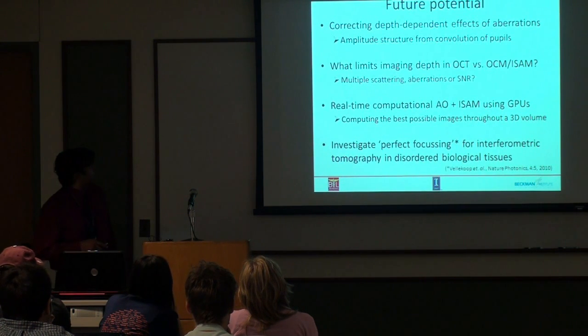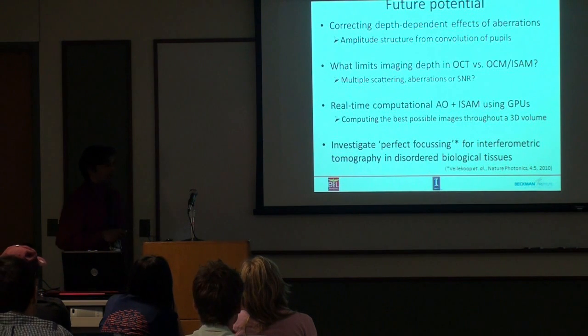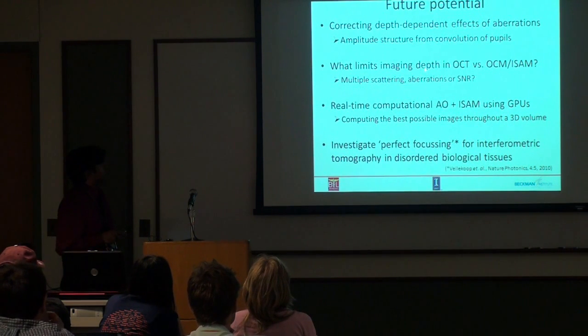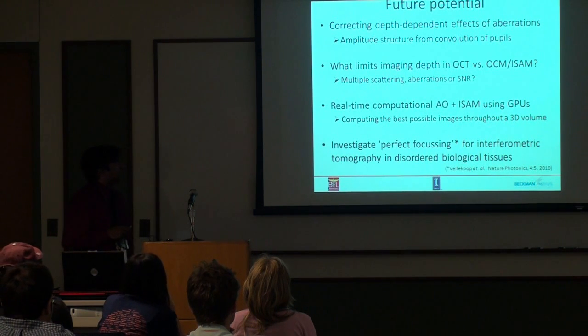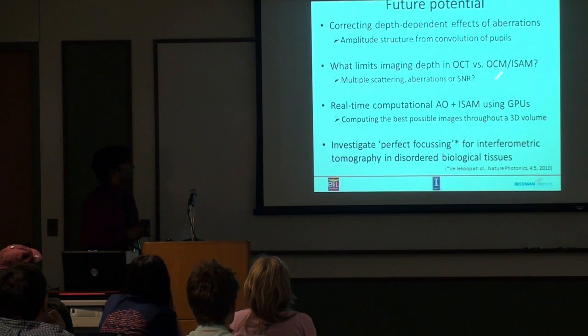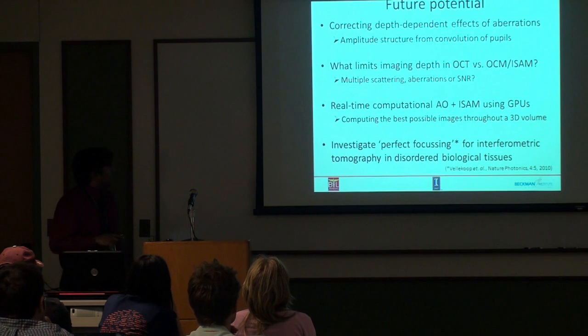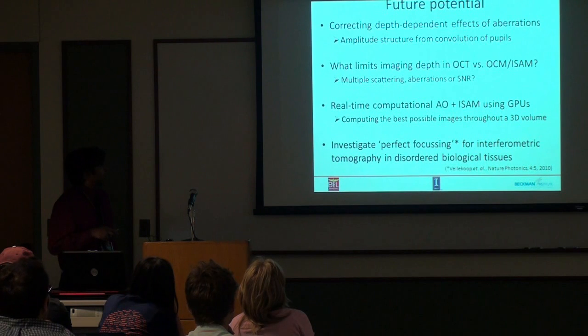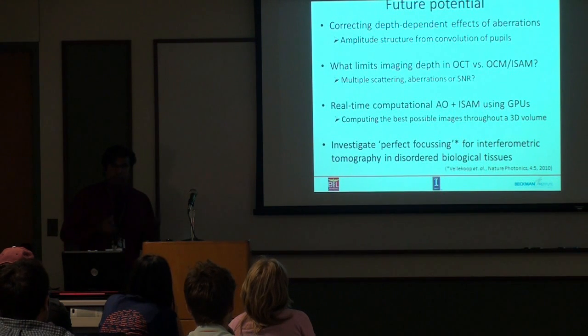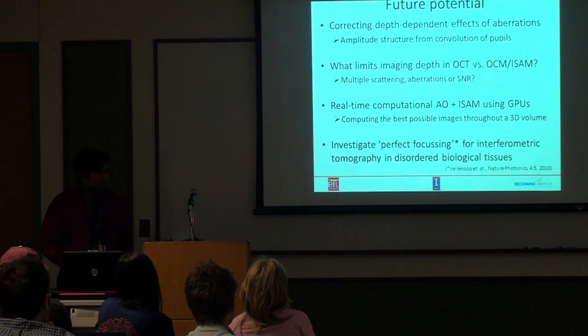So in future, it will be interesting to look at the depth-dependent effects of aberrations. And certainly, this ties also into the question of what is limiting the imaging depth in scattering tissue. Is it multiple scattering, aberrations, or SNR? I guess ultimately, SNR will be limiting. But there may be some intermediate region where aberration correction may help. And we're also certainly very interested in being able to provide optimal resolution throughout a 3D volume in real time so that it could be used for real-time medical diagnostics.